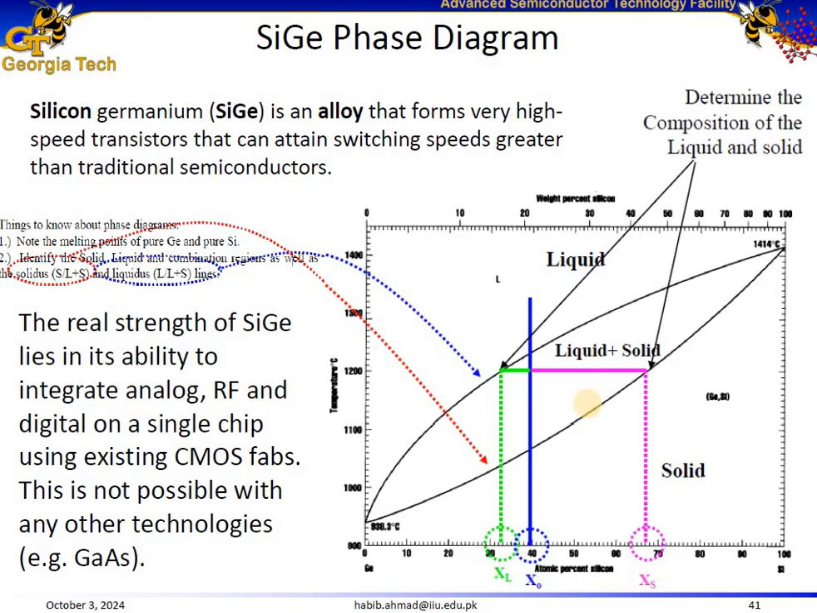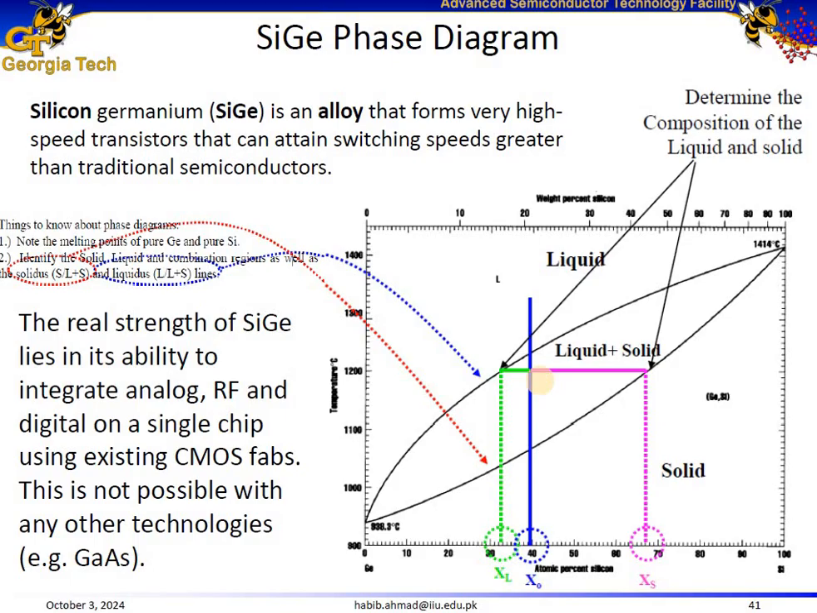One, how much is solid and how much is liquid? And secondly, in the solid part, what percent is silicon and what percent is germanium? Similarly, in the liquid form, what percent of the silicon germanium alloy is silicon and what percent is germanium? So in order to solve this, we actually use a tie line method.